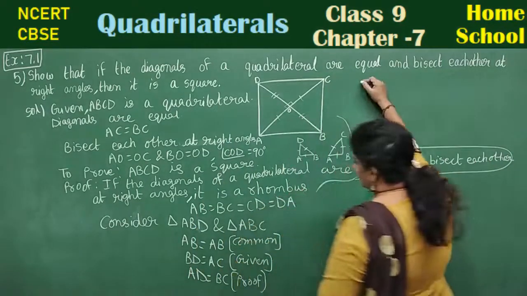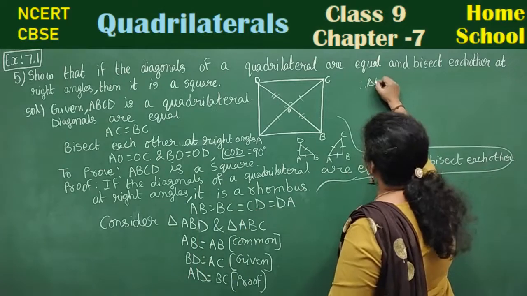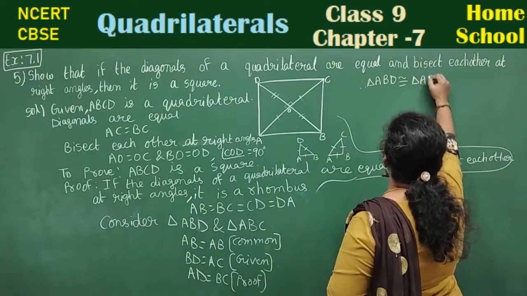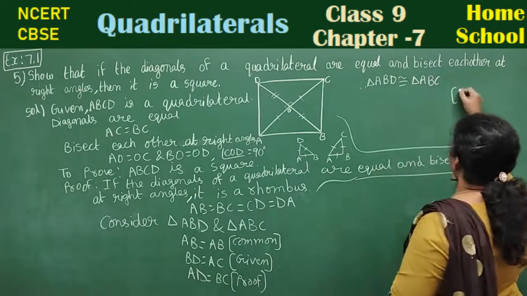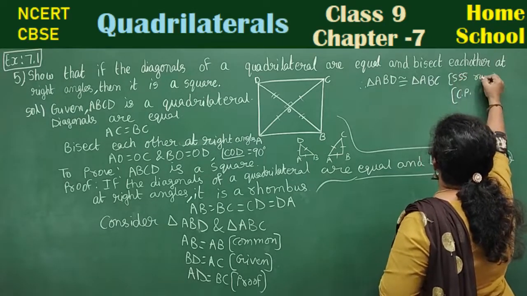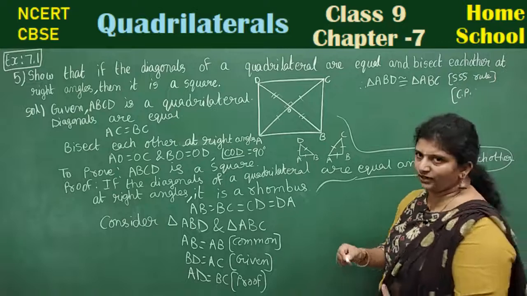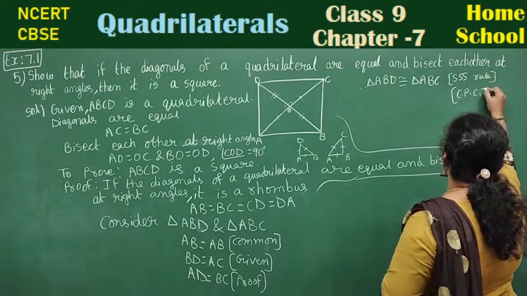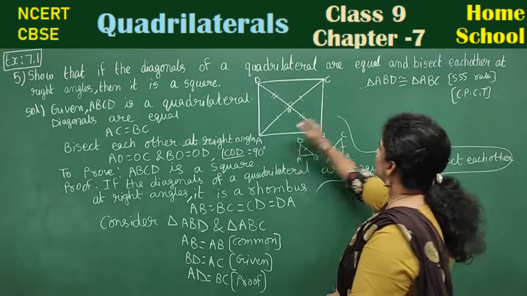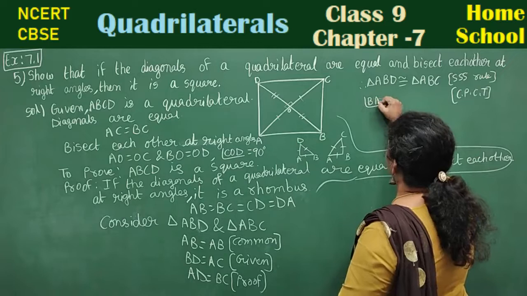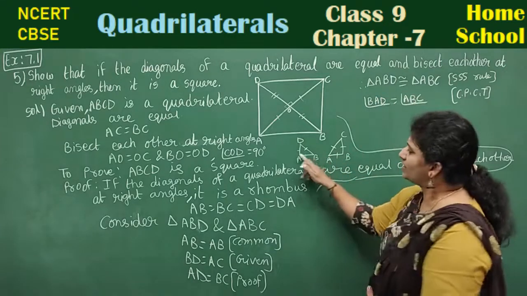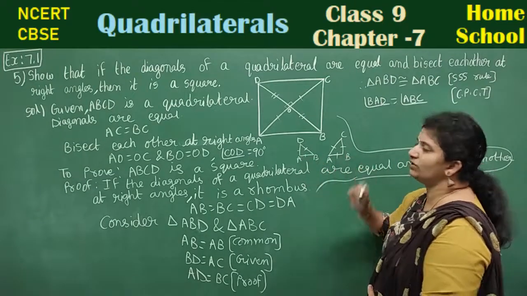Okay. Continue the problem. Therefore, triangle ABD is congruent to triangle ABC. If they are congruent, by which rule, children? SSS rule, I say these two triangles are congruent. By CPCT, I am going to equate the angles. Which angles will I equate? This one. Angle BAD is equal to angle ABC. Angle BAD means this angle is equal to ABC.